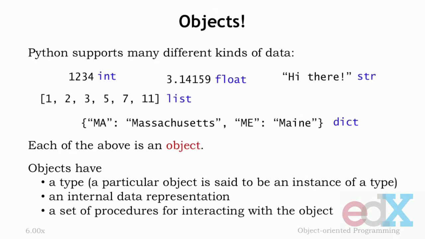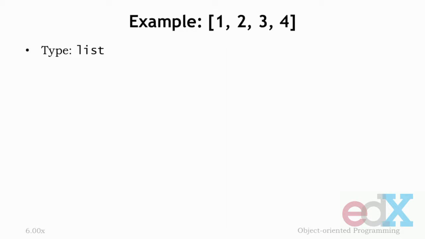Finally, each object has a set of procedures for interacting with the object. So for example, ints have a procedure for adding 2 ints together, and lists have a separate procedure for adding 2 lists together. In the case of lists, that means to concatenate them. Let's look at this more closely. So here's an example data object, the list 1, 2, 3, 4. The Python type of that data object is list.